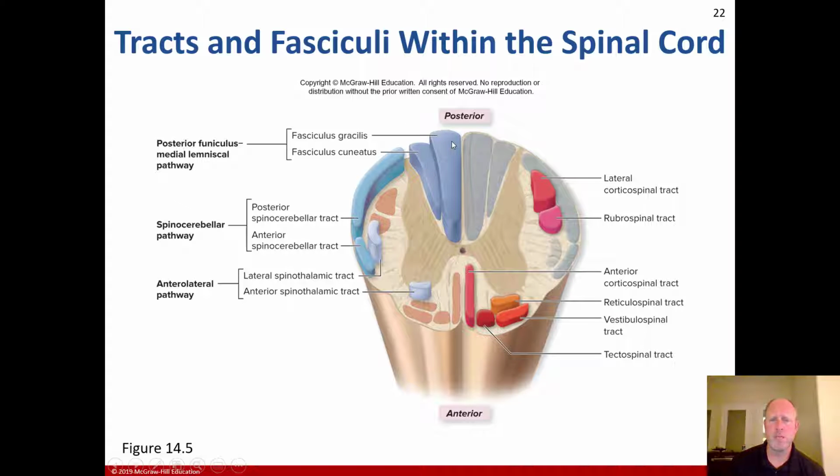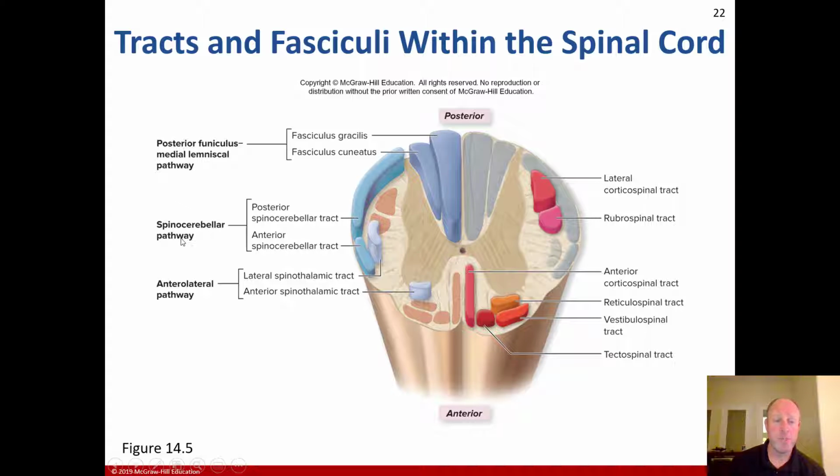It's I think a reasonable size. I won't necessarily zoom in for this one. So starting from the posterior here, we have the posterior funiculus, also known as the medial lemniscal pathway. And we have the fasciculus gracilis and the fasciculus cuneatus. Over here we have the lateral corticospinal tract and the cerebrospinal tract.